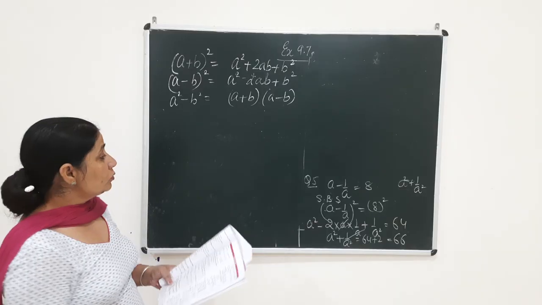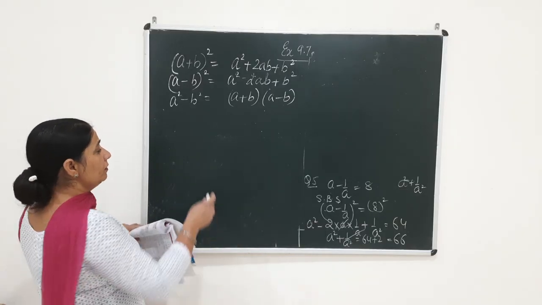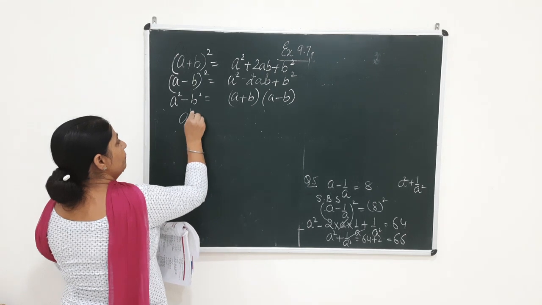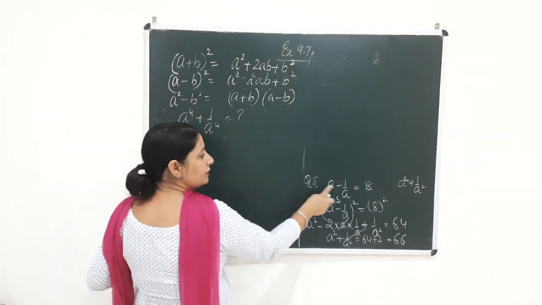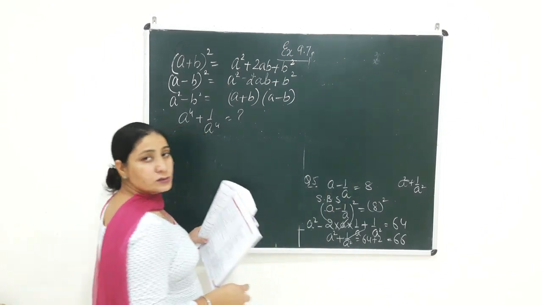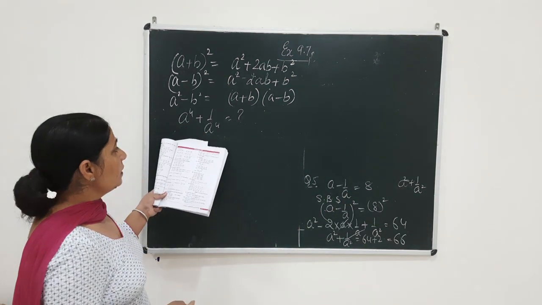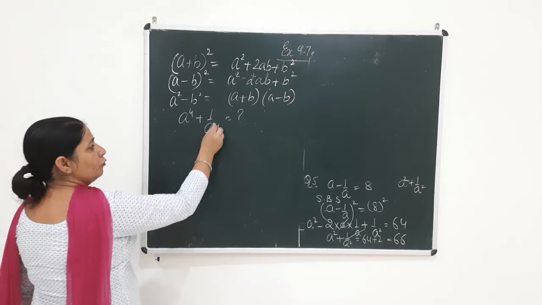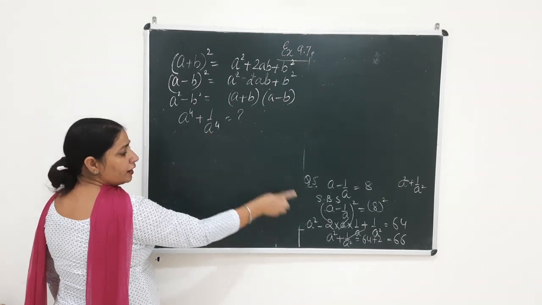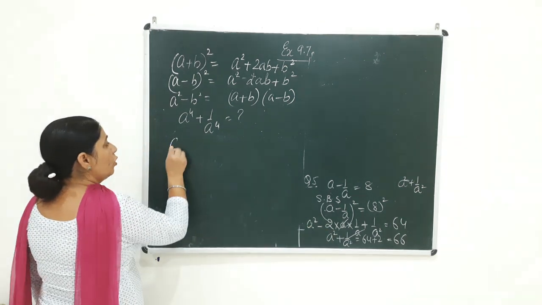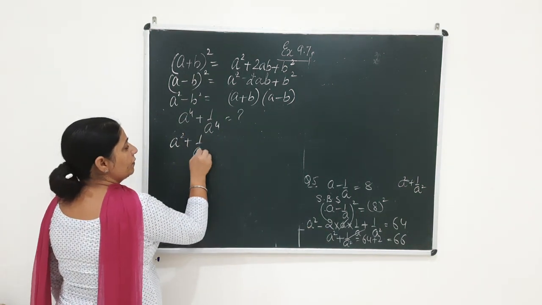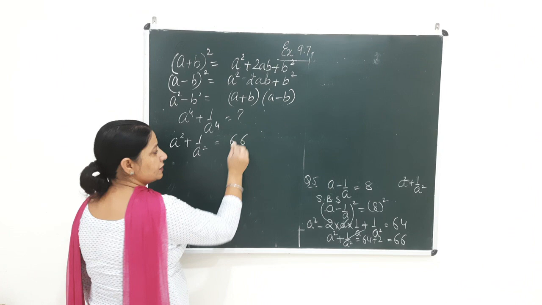Yes beta. So in the fifth part, second part beta, we have to find the value of a4 plus 1 by a4. Okay? Fifth question, the second part. In the first part we wanted a square plus 1 over a square. In the second part we want to find the value of a4 plus 1 over a4. So for that beta, you have to continue from where you got your answer. Where you got your answer, a square plus 1 over a square, you got the answer 66.